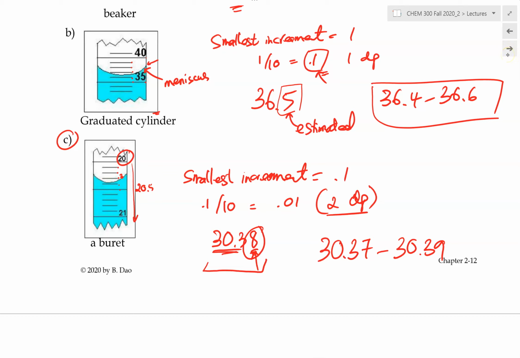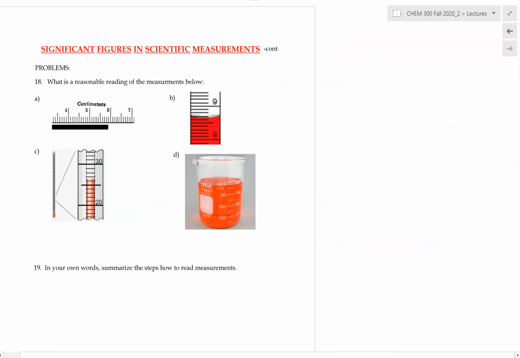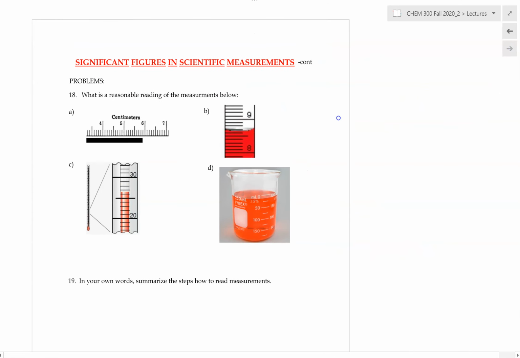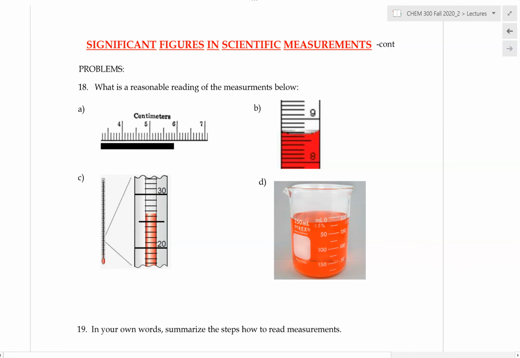And still, there is actually a good room for error using this method. So please try these 3-4 examples right here to make sure you learn how to read this measurement.